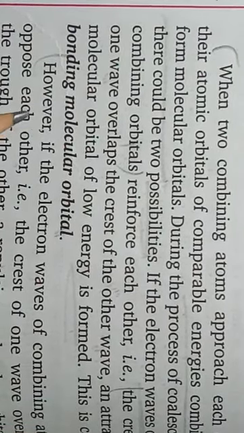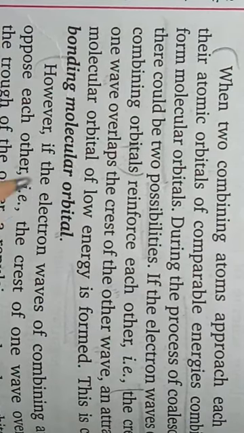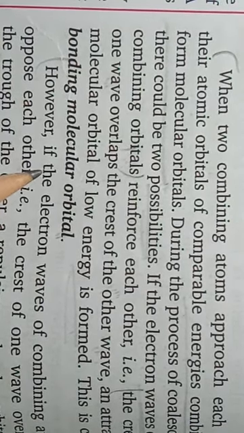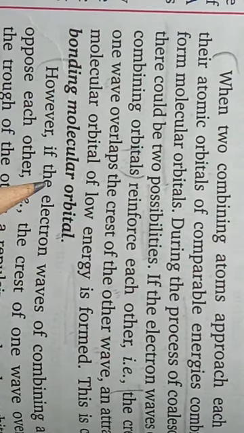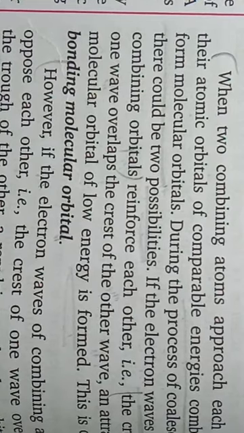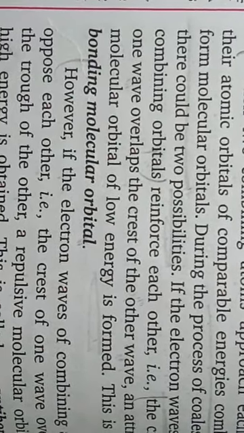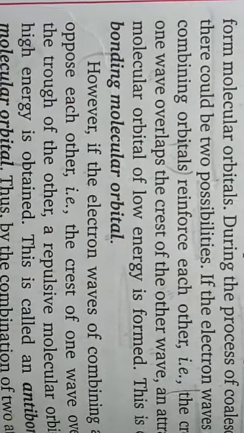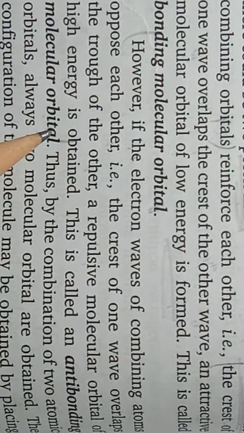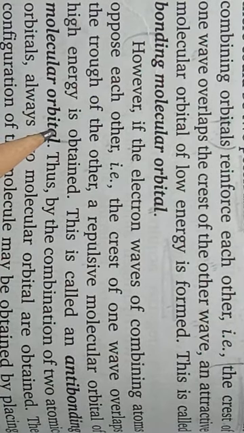But if the condition is opposite, meaning the plus part of the electron wave is combining with the minus part of the electron wave of the other atom, then in that condition an anti-bonding molecular orbital will form. Okay students, so this is the formation of anti-bonding and bonding molecular orbitals.